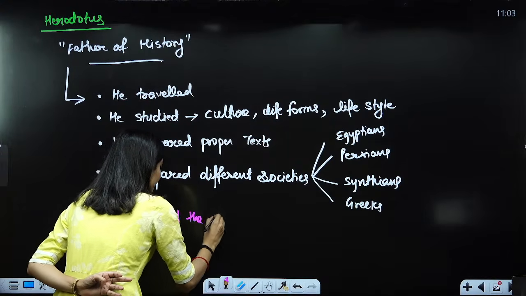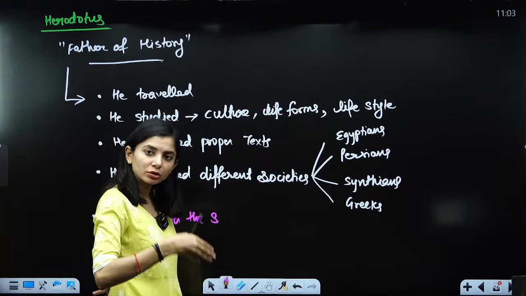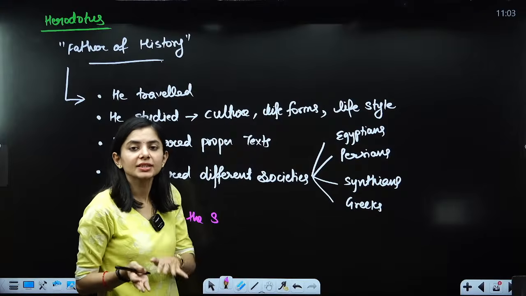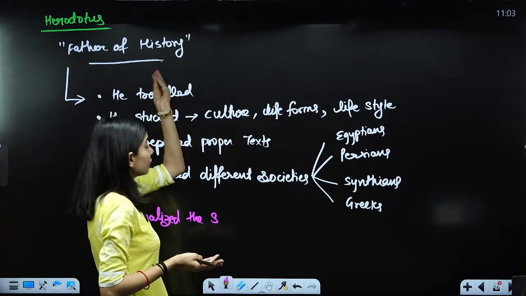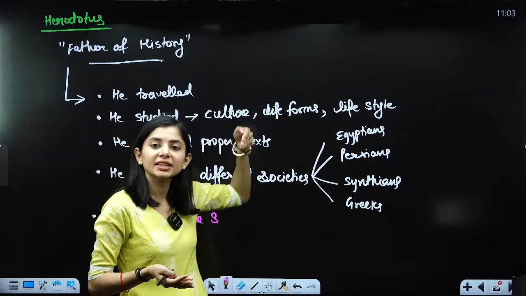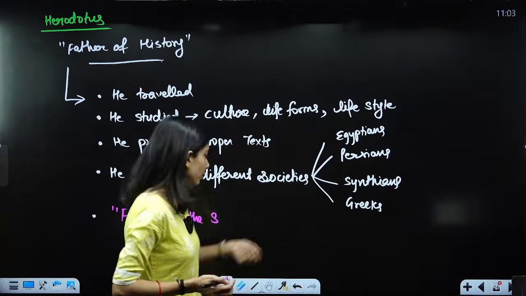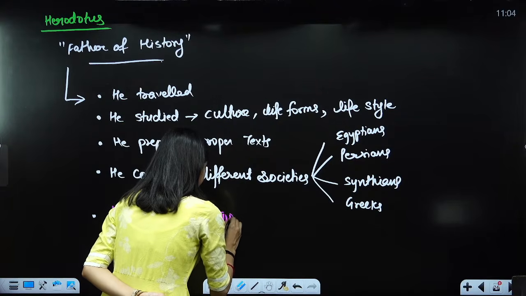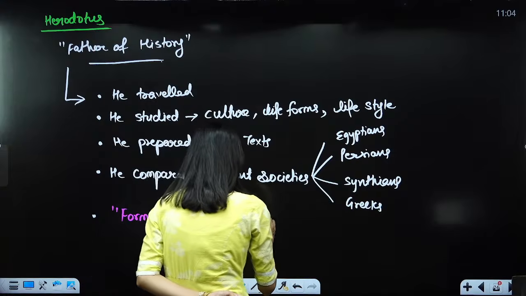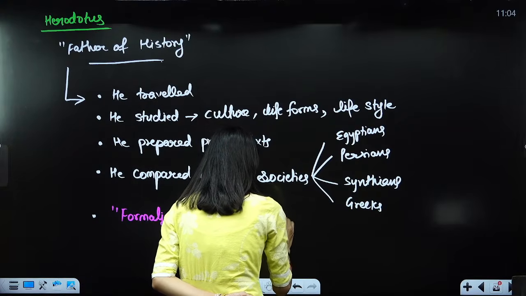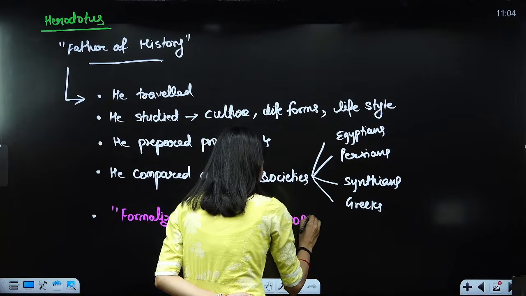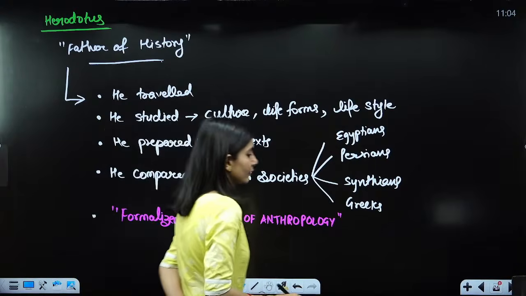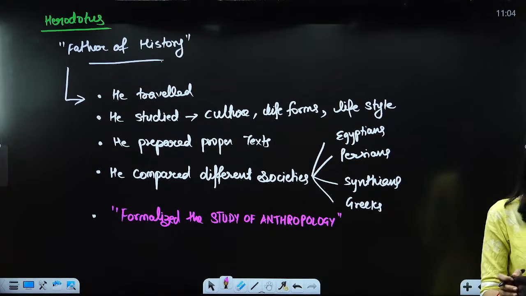the study of human. Before that, people were also studying humans, but not in this detailed way. So that's why Herodotus is called the father of history, and his contribution is considered under the stages of development of anthropology. So he formalized the study of anthropology. Fine. So this is what we have related to Herodotus.